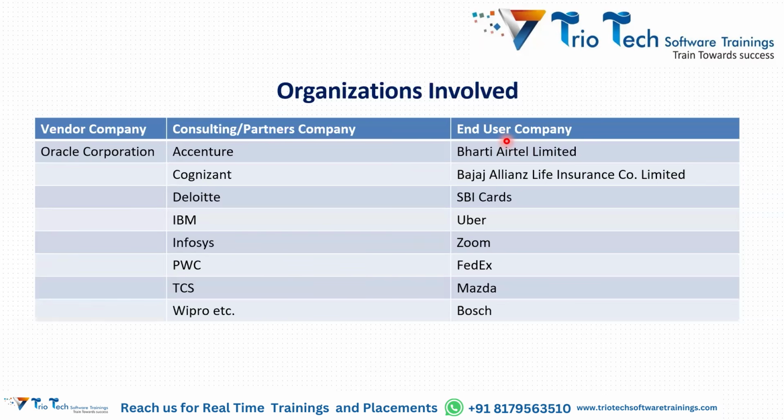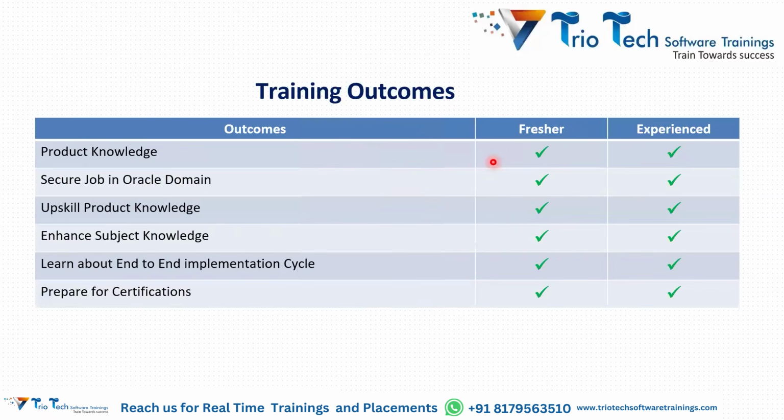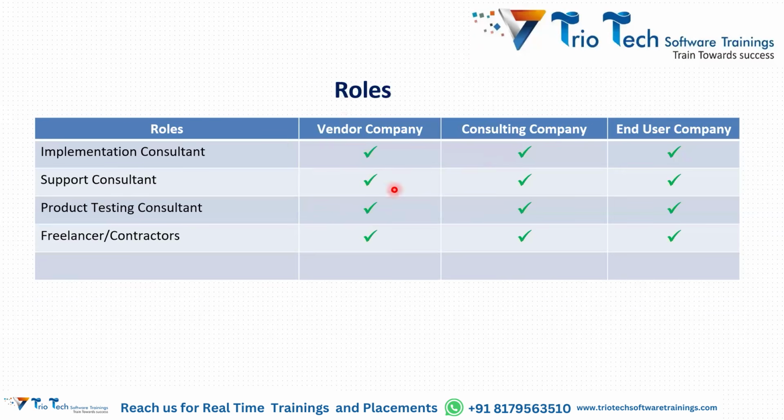So these are some of the names that are officially available on the Oracle official website as recognized end user companies, and you'll be able to see hundreds of companies working on the Oracle Fusion Cloud platform, right? So hope now you understand what is a vendor company, consulting company, and end user company, and how various opportunities are related to these companies, right? So you have various opportunities that you can find as a part of these companies.